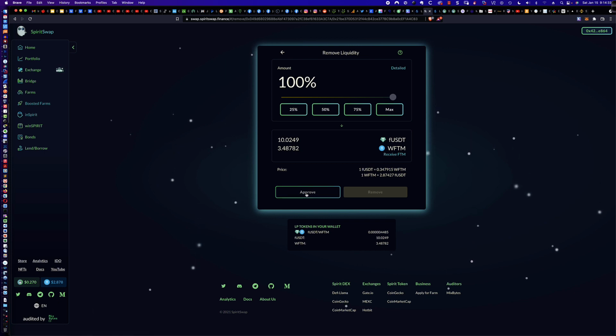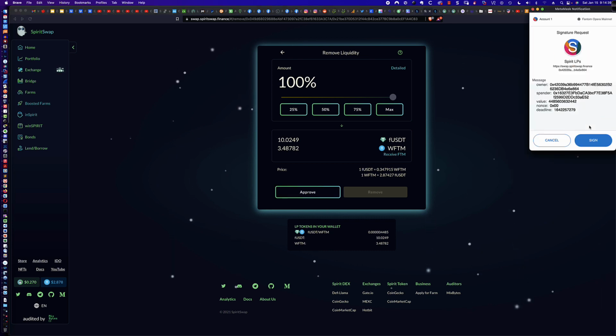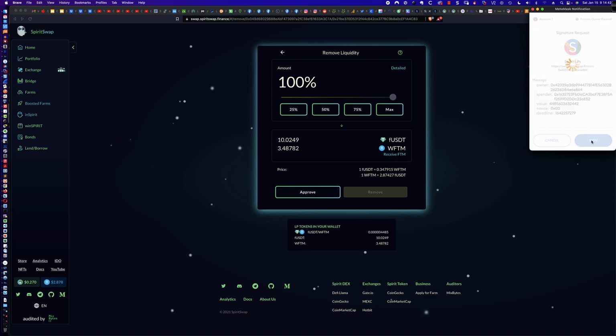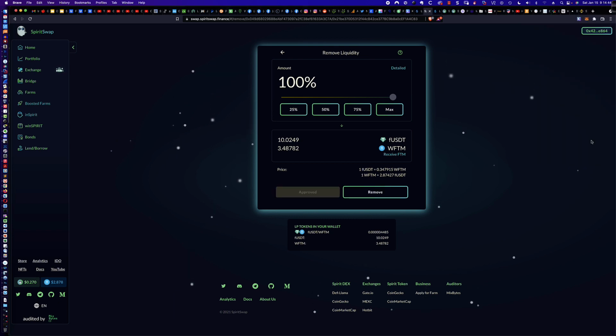Receive FTM. Now, the first time you do this, I believe you have to approve it, right? You're basically approving your interaction with this contract. You're going to sign it. And there was no fee there. You'll notice there was no fee to approve. At least I didn't see a fee there. Maybe I missed it. But now I'm going to click on Remove. I'm receiving FTM.